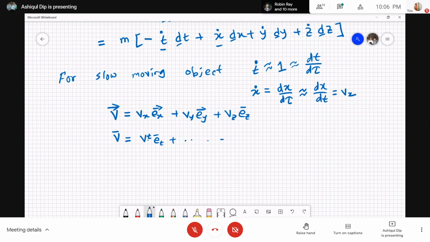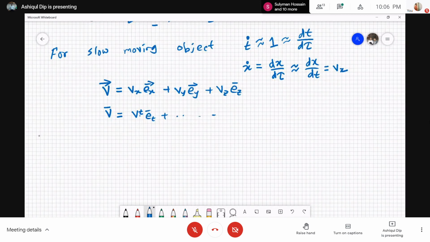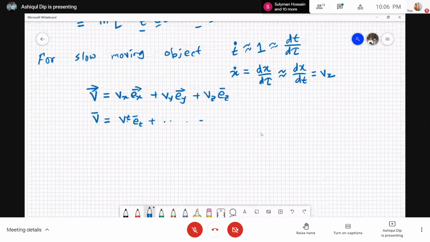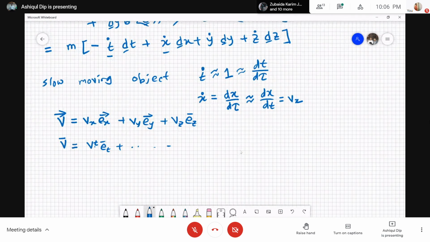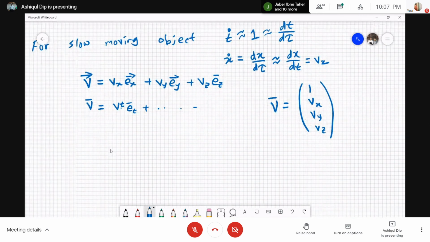So now, if the object were moving slowly, then the 4 velocity has components like 1, then vx, which is a part of the 3 vector, vy and vz, like that. The 4 vector can be written like that, approximately, when vx, vy, vz tend to 0.